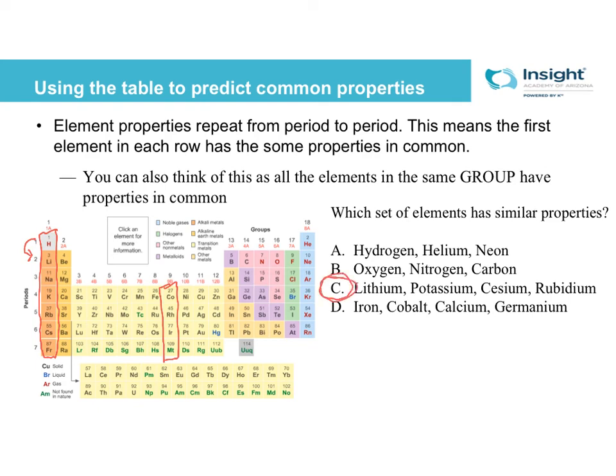So if you chose C, you were right. We've got lithium, potassium, cesium, and rubidium all in the same group.